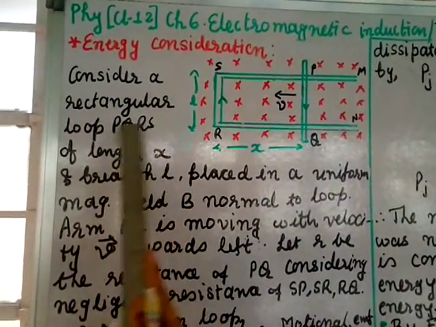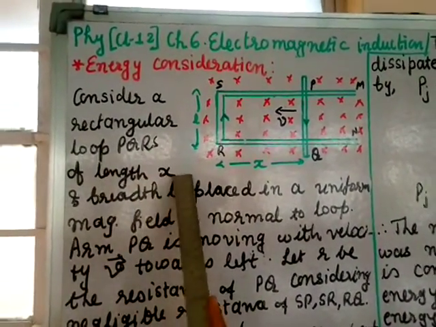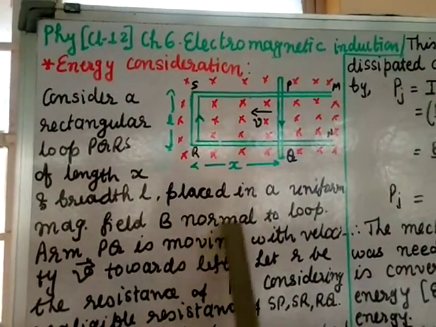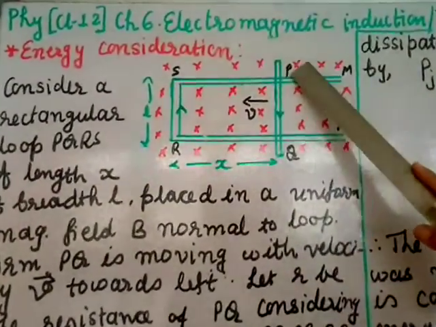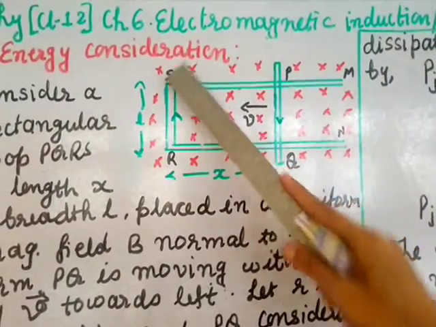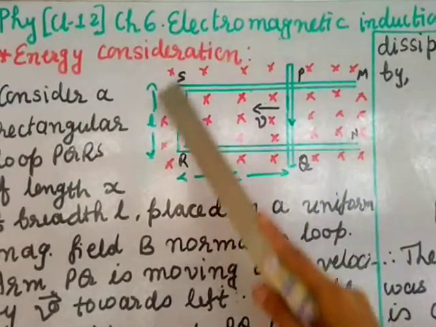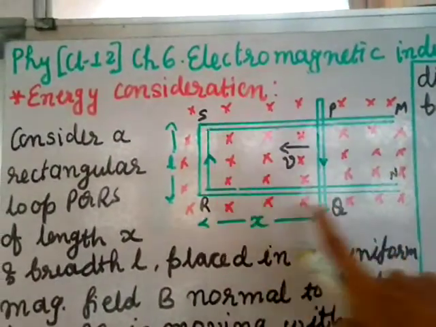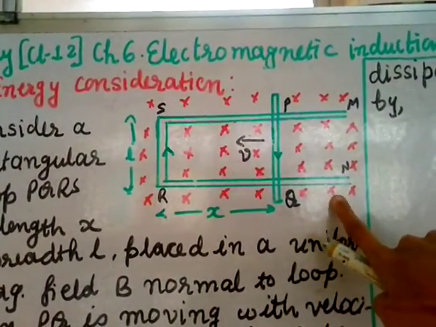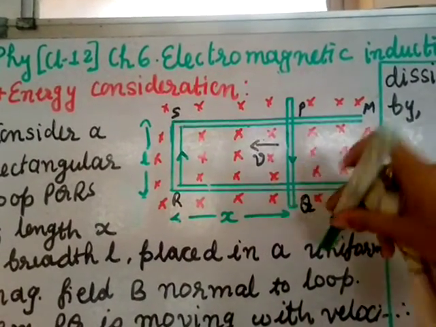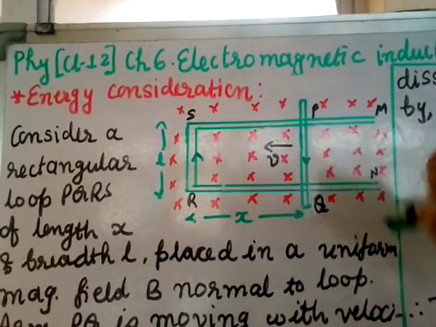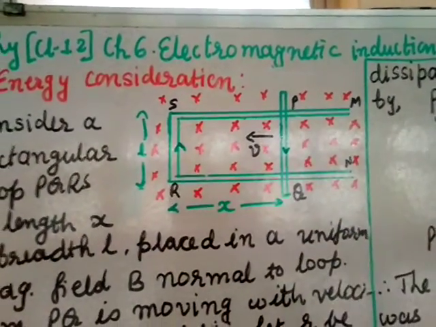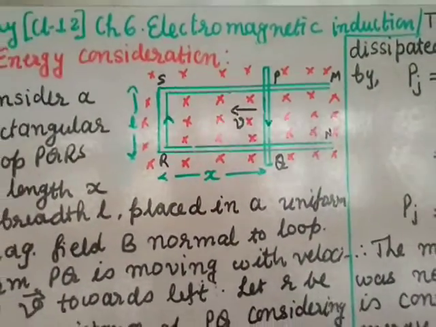Consider a rectangular loop PQRS of length x and breadth L placed in a uniform magnetic field B normal to the loop PQRS. This is a loop, length is x, width is L, and it is placed perpendicular to the magnetic field B. It is given by cross, so it is towards the inside. That means the loop and the magnetic field are perpendicular, or the loop is normal to the magnetic field.